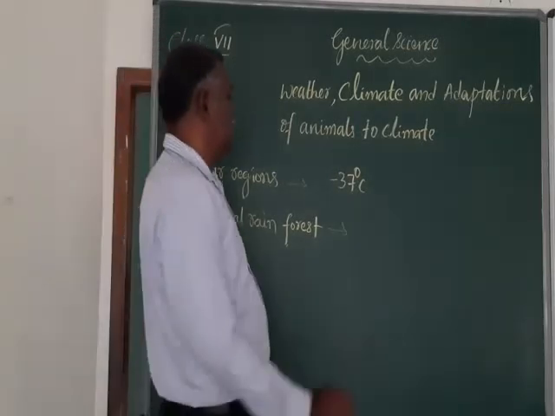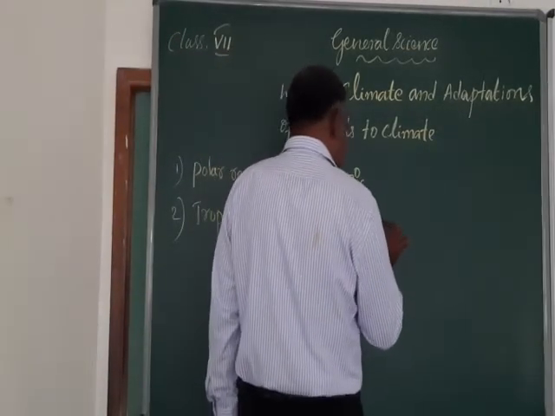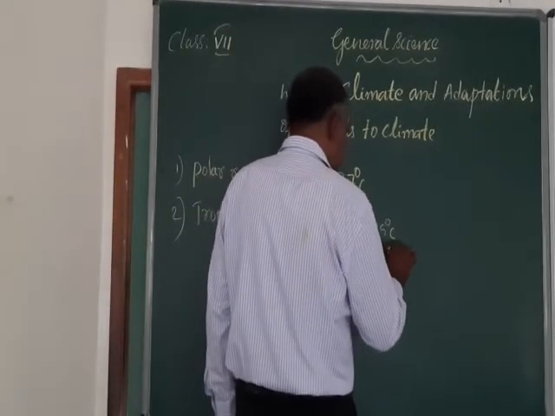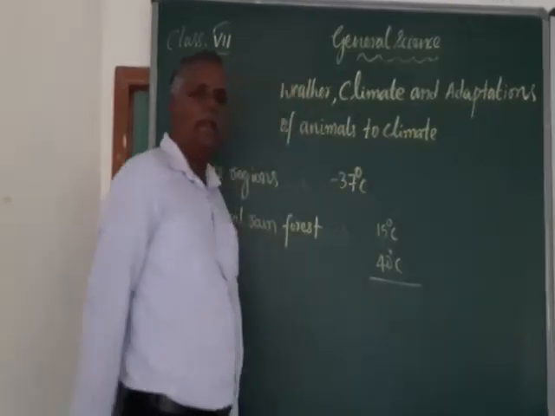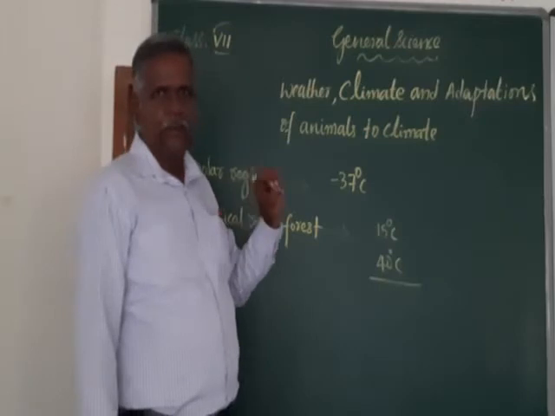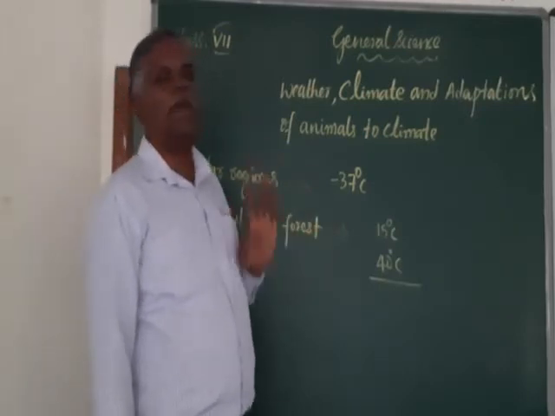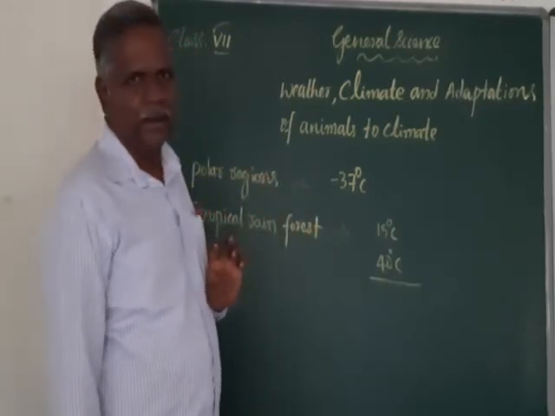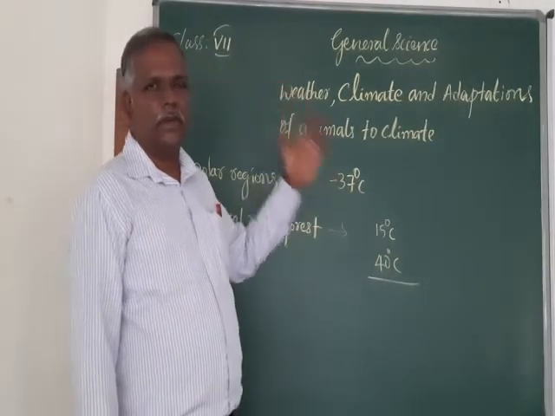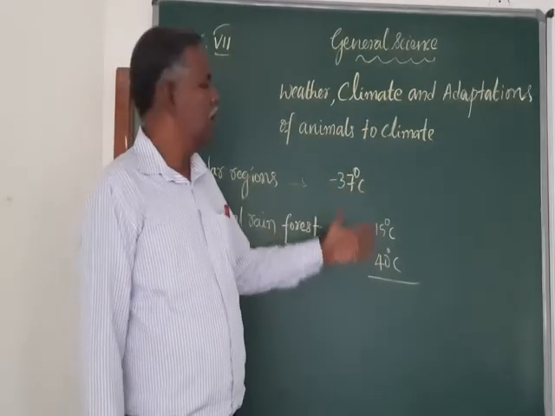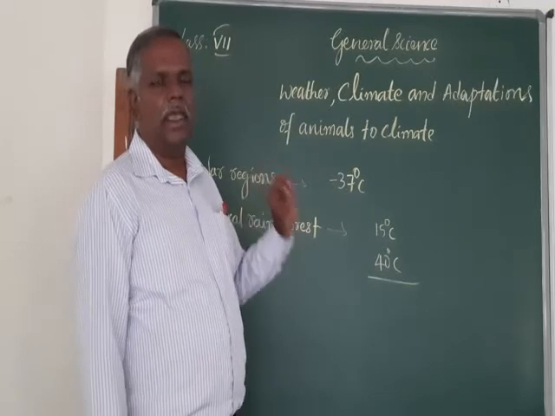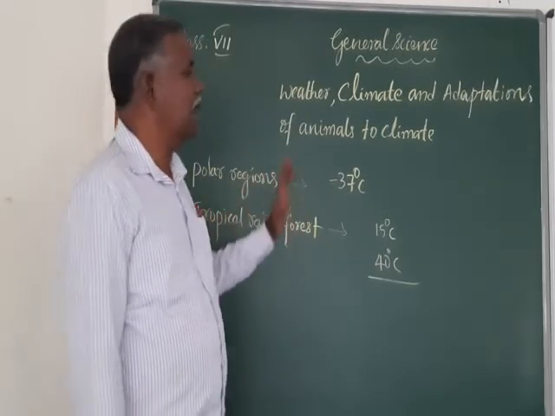Here in summer the maximum temperature is around about 40 degrees Celsius. That area receives enough rainfall. That is why there is a huge population of animals and plants. Here animals get varieties of food. There is a huge competition for food because the temperature is moderate and that area receives enough rain.